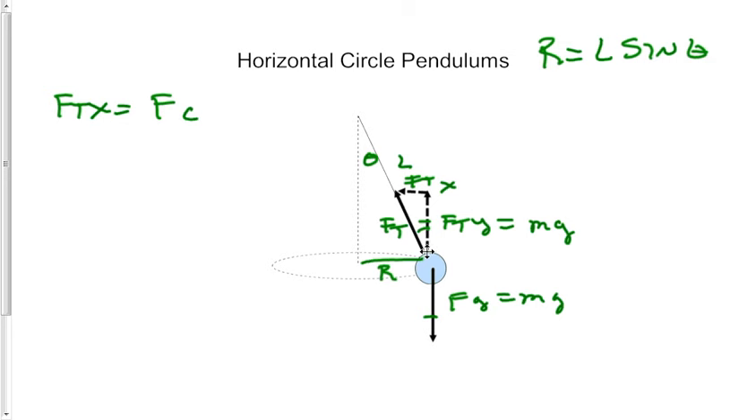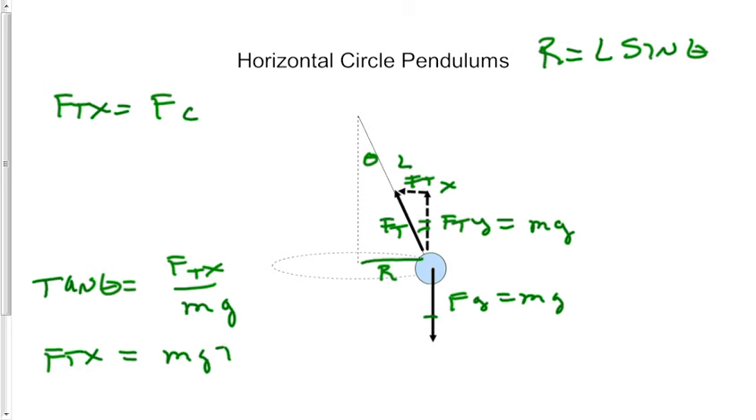Looking at our triangle, we have something known here as force tension Y, and we need to find force tension X. So we can use the tangent of theta, because the tangent of theta is the opposite side of a triangle divided by the adjacent. So let's write that over here. Tangent theta is going to equal force tension X divided by mg, because mg is what force tension Y is equal to. So force tension X is going to equal mg times the tangent of theta.